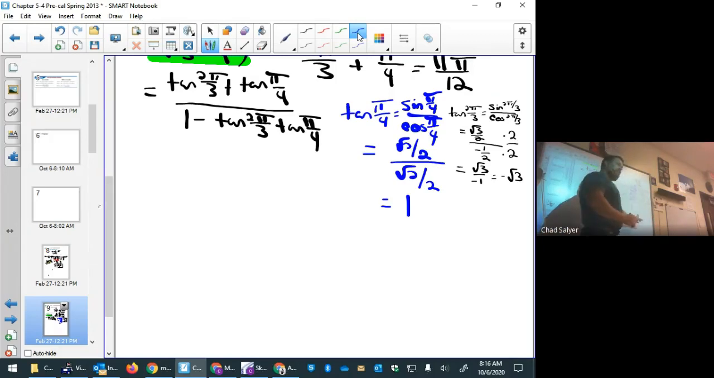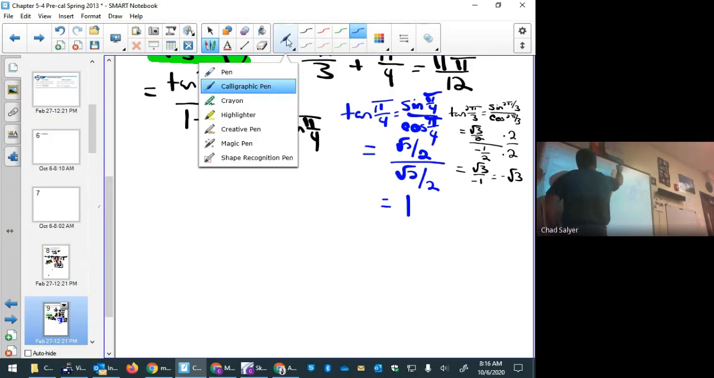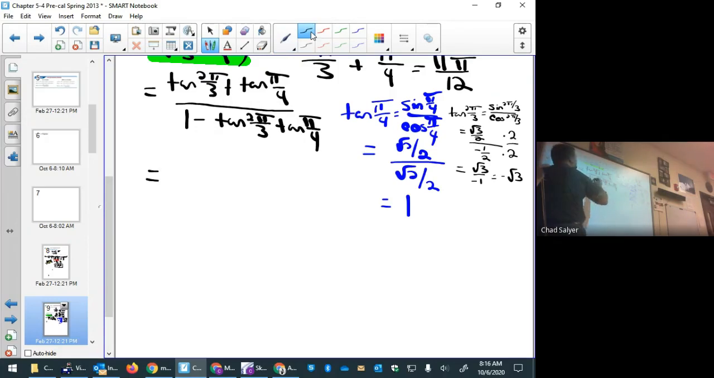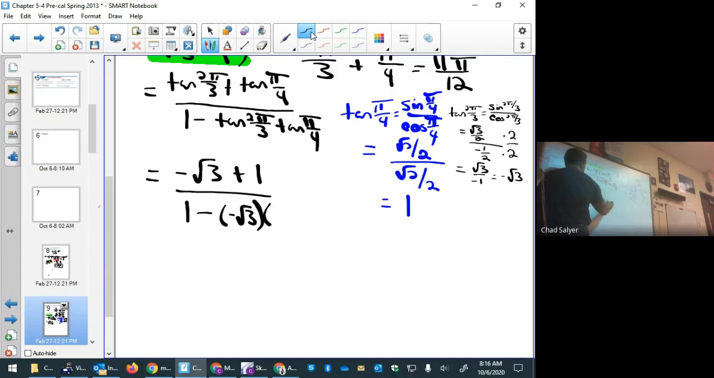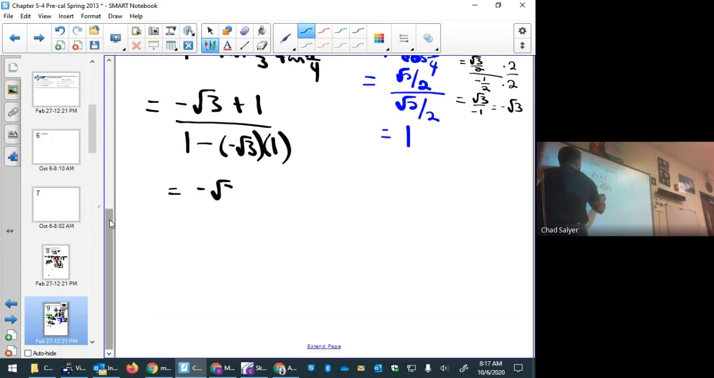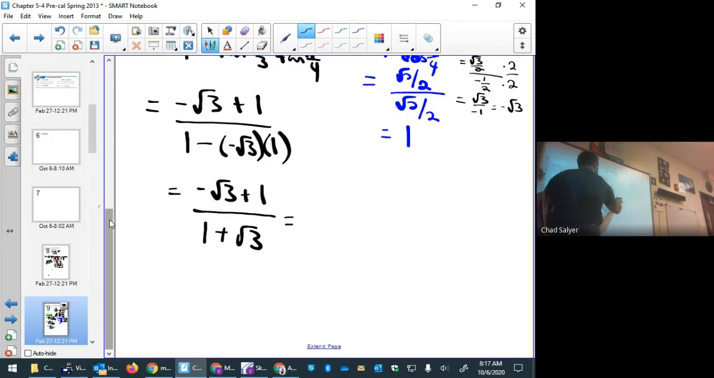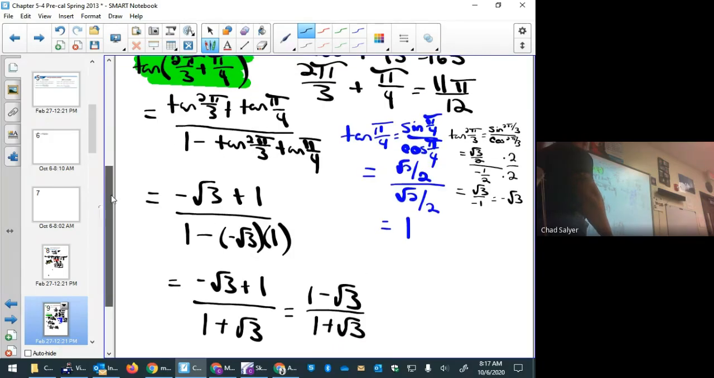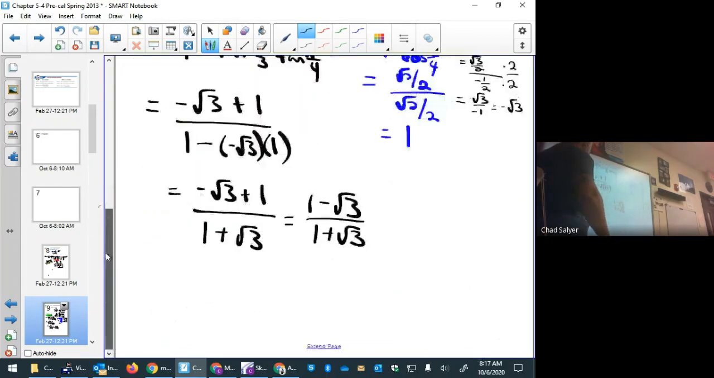So we've got the tangent of 2 pi over 3 is this. The tangent of pi over 4 is this. We'll plug them in here. And we're going to have a nice little simple expression. So we get this. And usually it's written like this. So that is the tangent of 11 pi over 12.